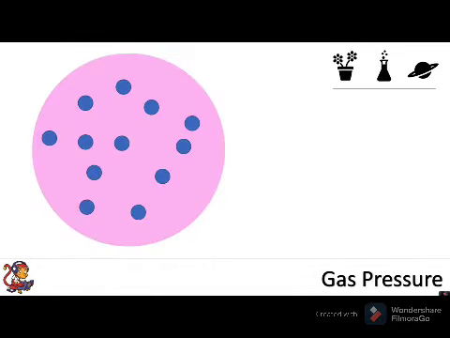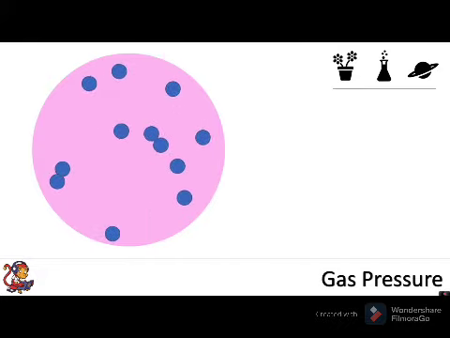Here, for example, if I represent the balloon as the large pink circle and the gas particles inside as the blue circles, because it's a gas, the particles are far apart and they will be moving randomly in all directions. If travelling in the right direction, some of those particles will make collisions with the walls of the balloon. At the point that they make a collision, they will exert a force on the balloon, and the pressure is calculated by the force exerted by the particles per metre squared of the balloon surface.